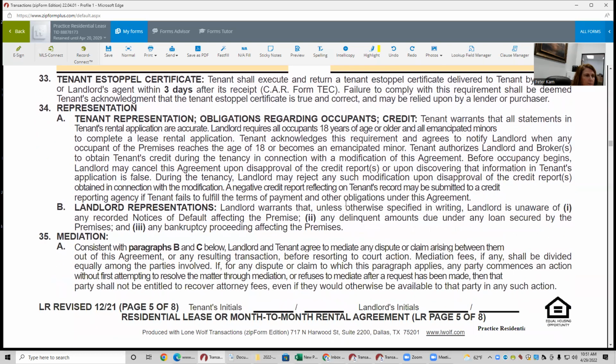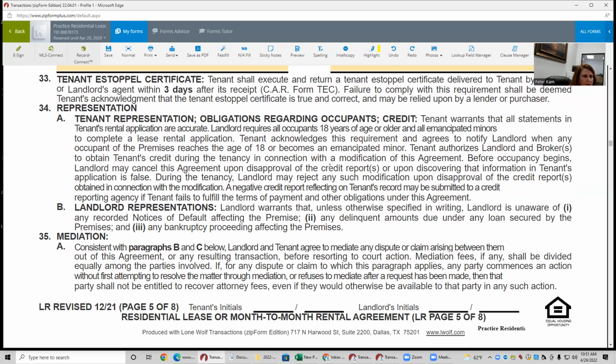A reliable representation. Tenant representation obligations regarding occupants. The tenant warrants that all statements, very important, in the rental application are accurate. That applies to any occupant that is 18 years of age or older, and all emancipated minors. They all need to complete a separate lease rental agreement.